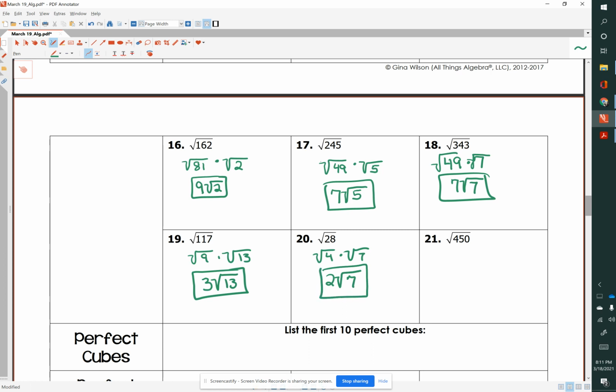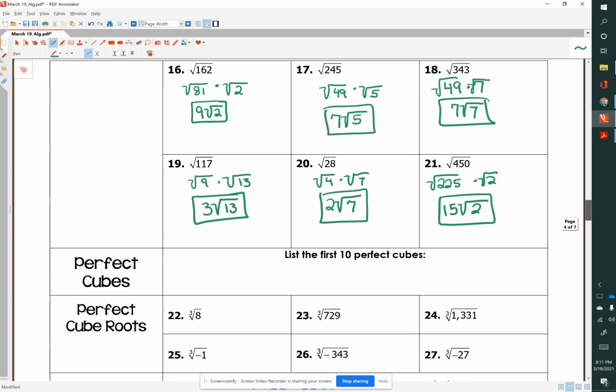And finally, number 21, 450 can be thought of as 225 times 2. So that would be square root of 225 times the square root of 2. And 225 is a perfect square of 15 times 15. So we can pull that out and say 15 times the square root of 2.